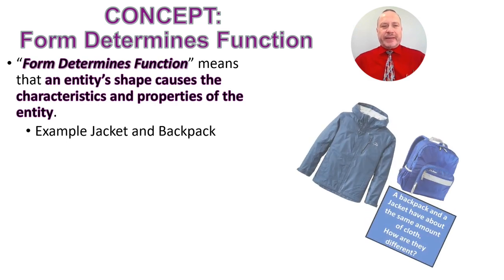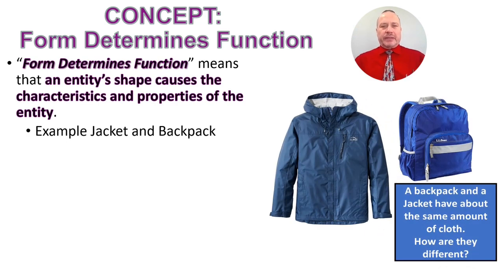For example, a jacket and a backpack. These have about the same amount of cloth in them. They might even have the exact same kind of cloth. But because the backpack is stitched differently than the jacket is stitched, they have different jobs that they can do. The form that they were stitched into determines the function, or the job, that they can do.